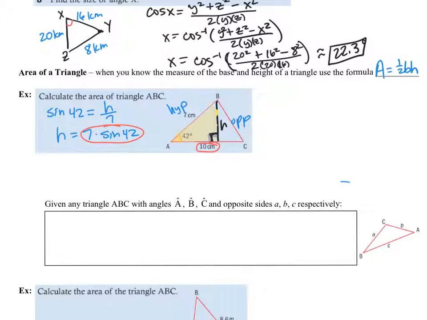So we can take those two values and plug them into this equation. To find our area, we're going to take 1/2 the base, which is 10, times the height, which is 7 times the sine of 42. Then we can do all that arithmetic in the calculator, and we would end up with 23.4. Now this was an area problem. We were asked to find the area. We're measuring in centimeters, so that would be 23.4 centimeters squared.